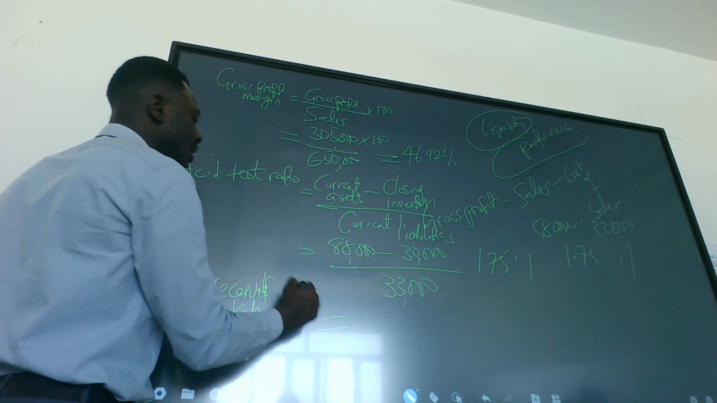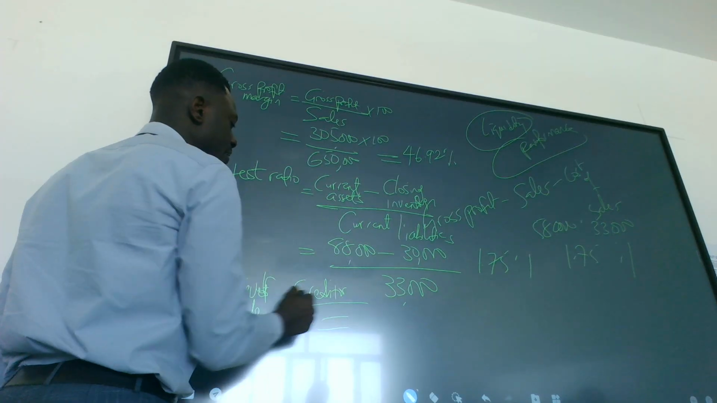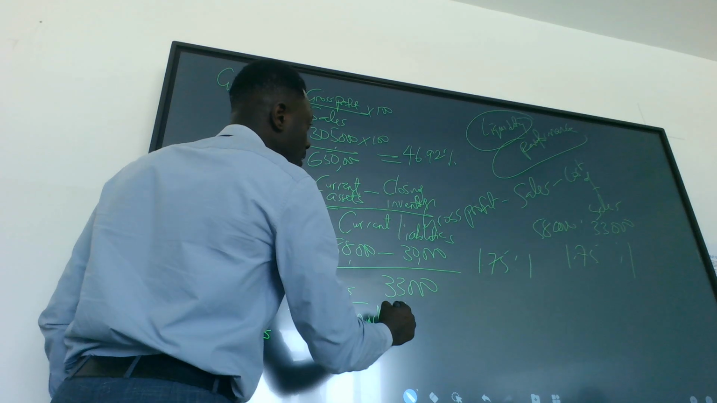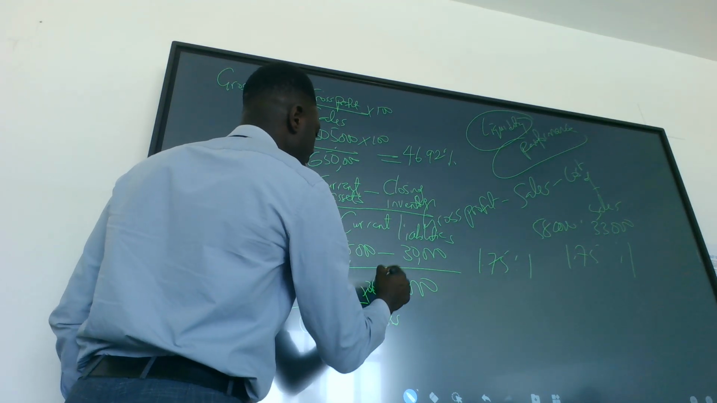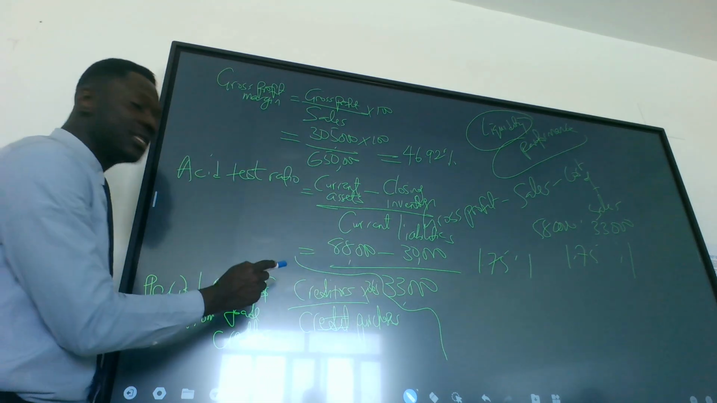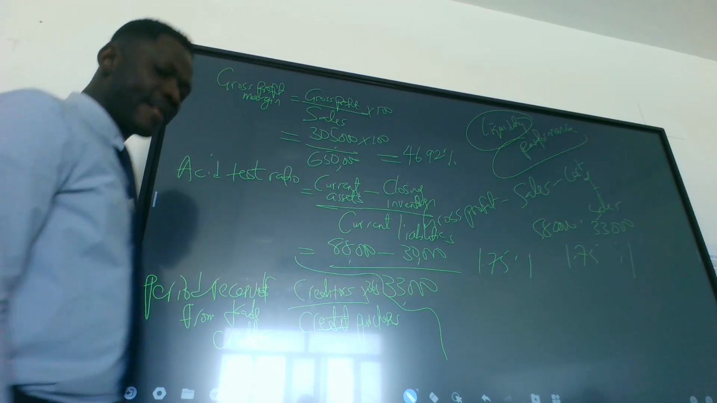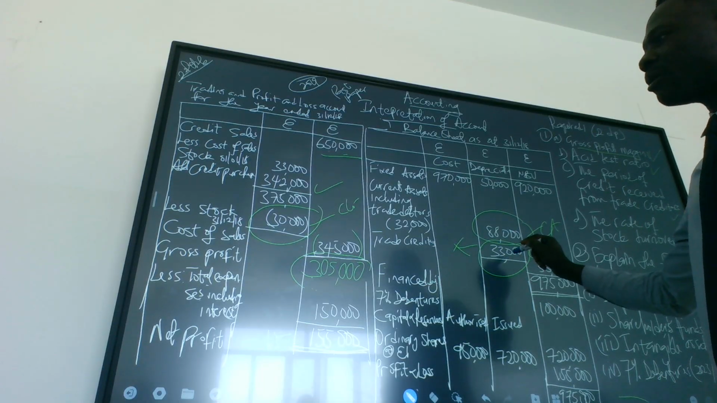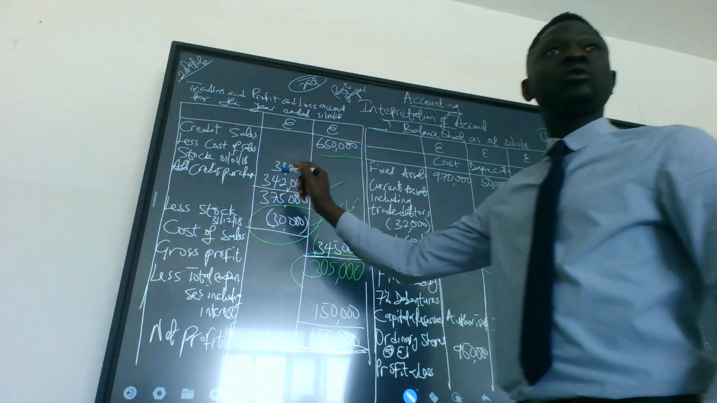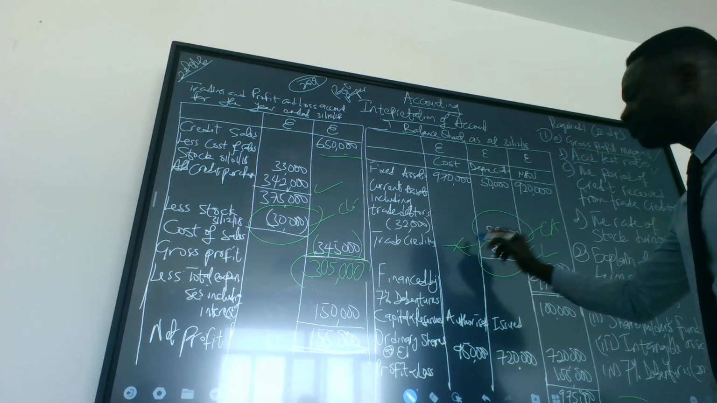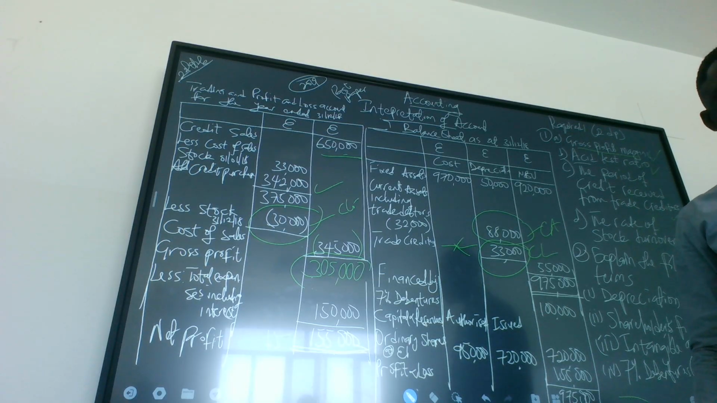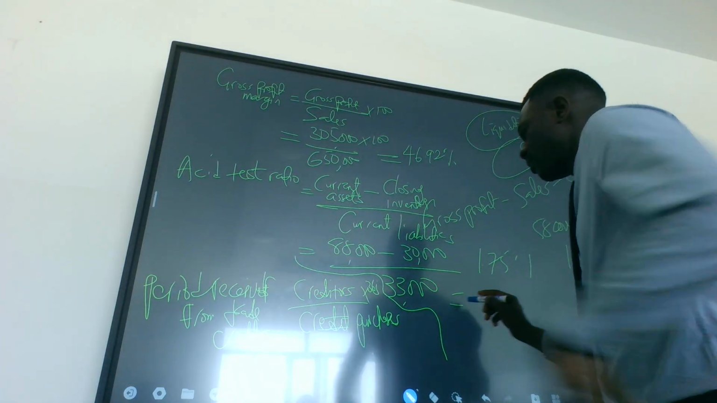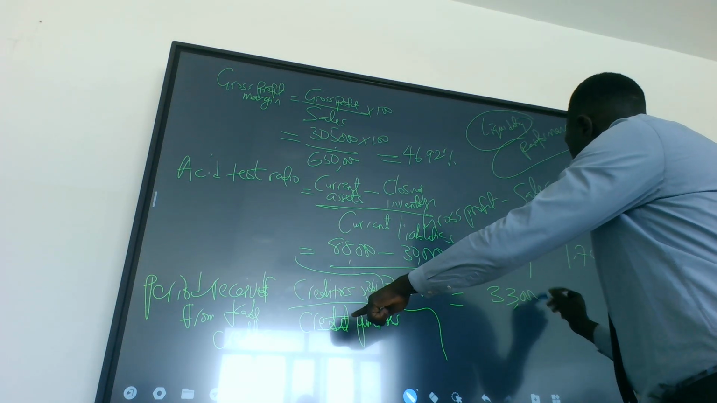It is creditors divided by credit purchases multiplied by 365. Creditors divided by credit purchases multiplied by 365. So what's our creditors? Our creditor is 33,000, right? Credit purchase is 342,000. Our creditor, this is our creditor. 33,000. So we have 33,000 divided by credit purchases.